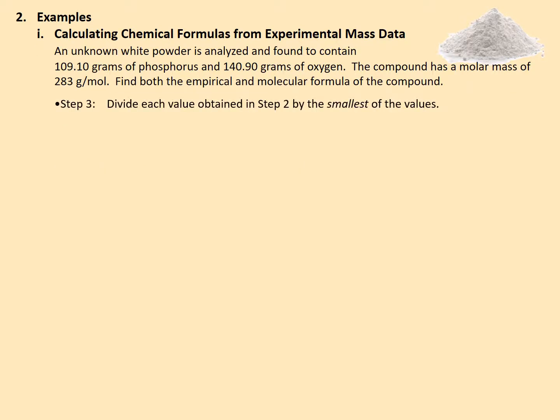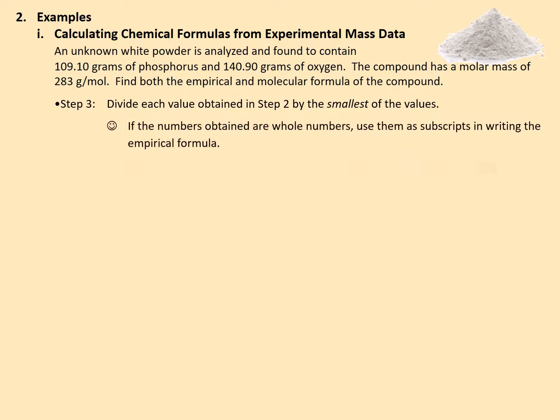All right, so in step 2, we found the number of moles of each of the elements in the compound. In this step, we are now going to divide by the smallest of those values. Recall that for phosphorus, we had 3.523 moles. For oxygen, 8.806 moles. The smallest of those two numbers is the 3.523. So we're going to divide the number of moles of phosphorus by itself. That's going to give us the whole number 1. And for oxygen, the 8.806 moles of oxygen divided by the 3.523 moles for phosphorus gives us the number 2.5.